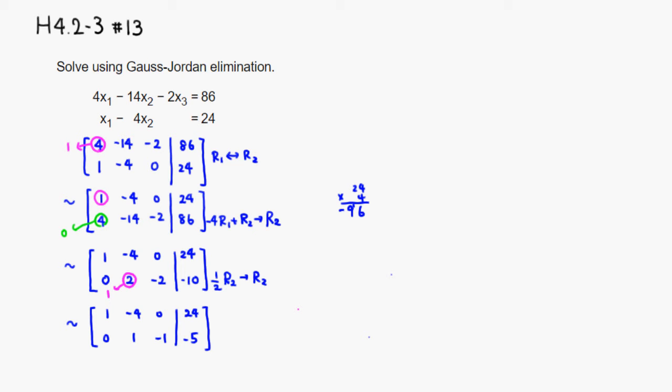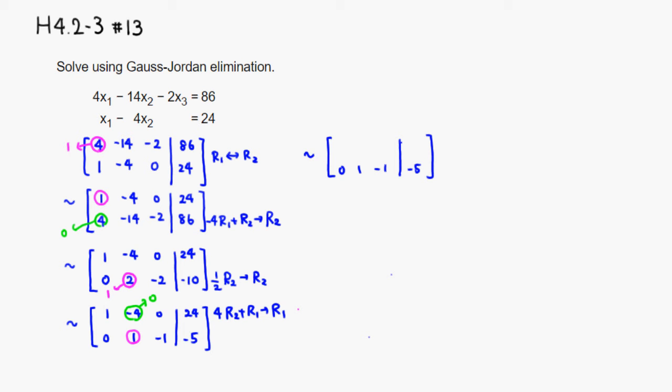Now we have the leftmost 1. We have to make sure that everyone else is 0. So we have to turn negative 4 into 0. We can do that by taking row 2, multiplying by positive 4, adding to row 1. That's going to be our new row 1. Let's find the new matrix. Nothing happens to the second row, so I'm just going to copy the second row as it is.